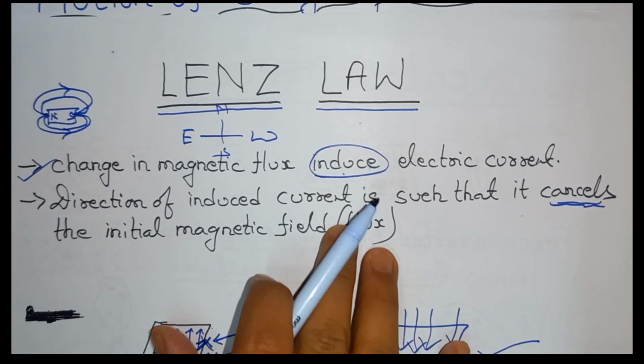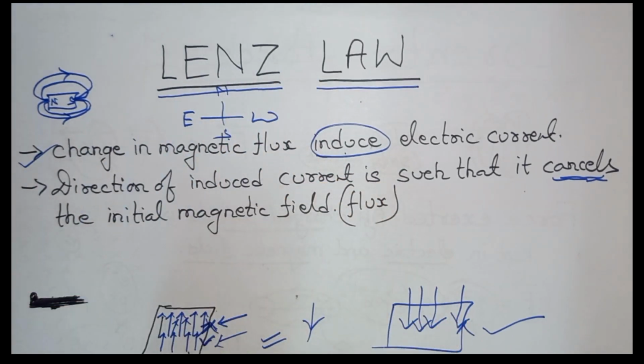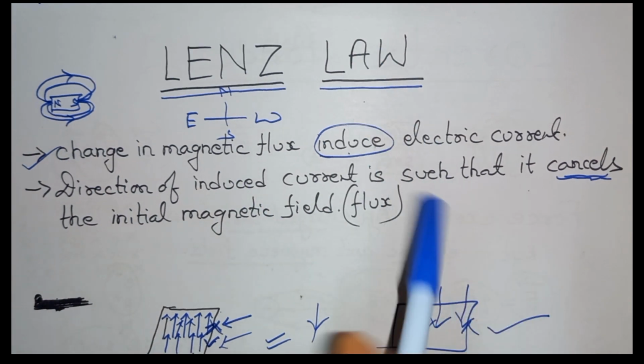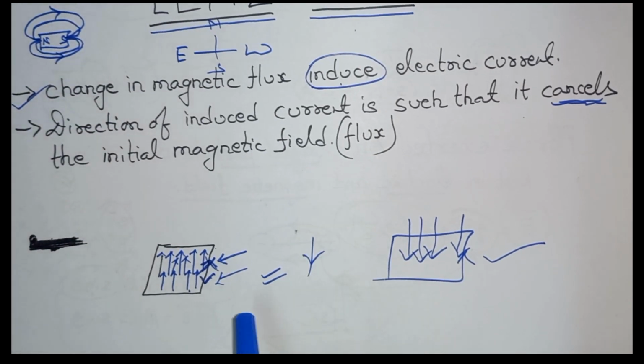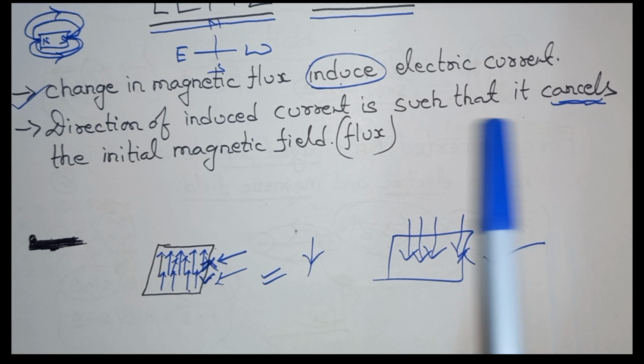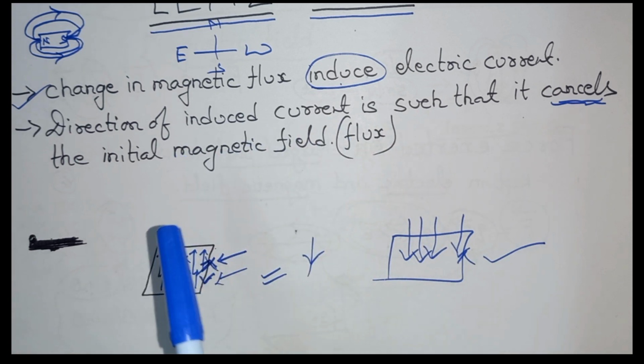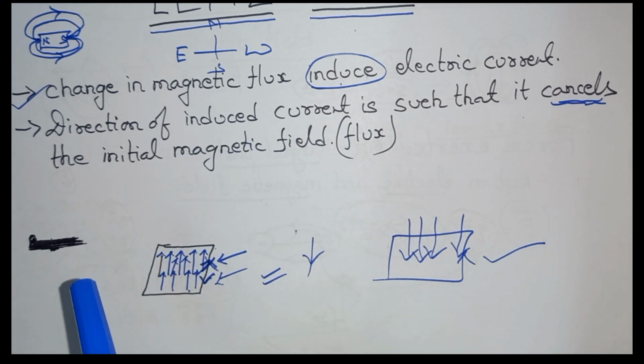So as a result, with the help of Lenz law, we find out the direction of the current induced due to the change in magnetic flux. The direction will be chosen in such a way that it tries to cancel out the initial magnetic field which produced the current. It is very interesting.